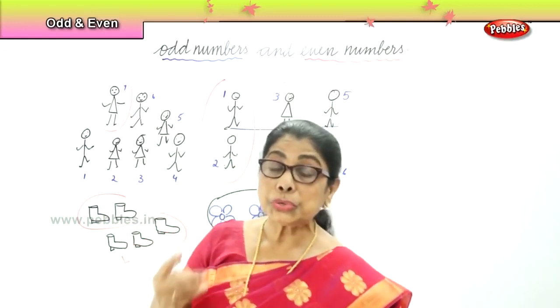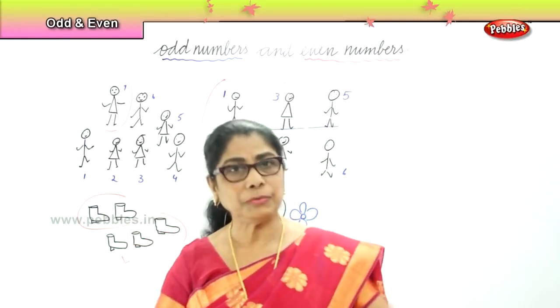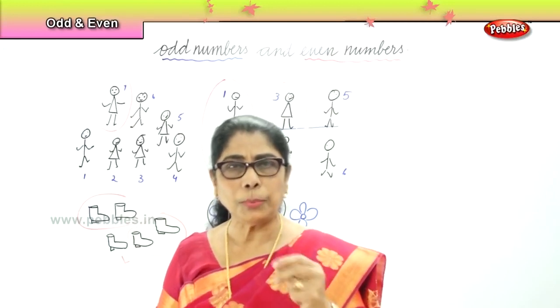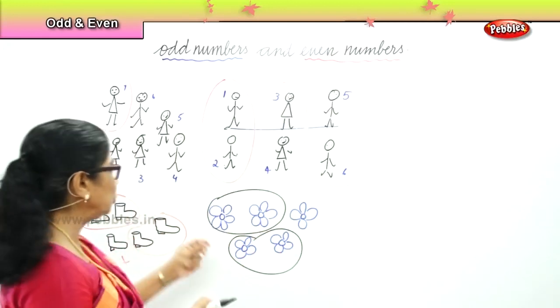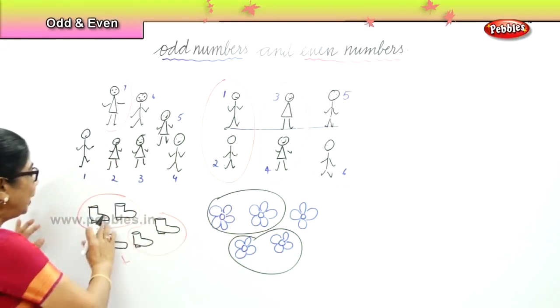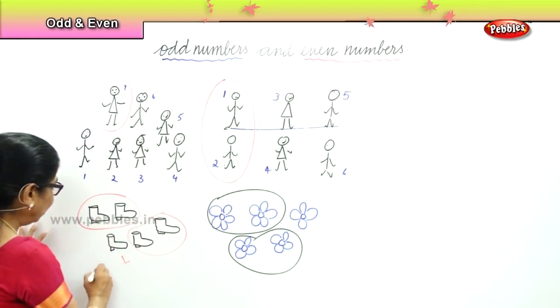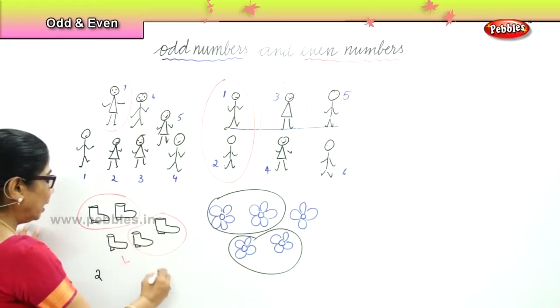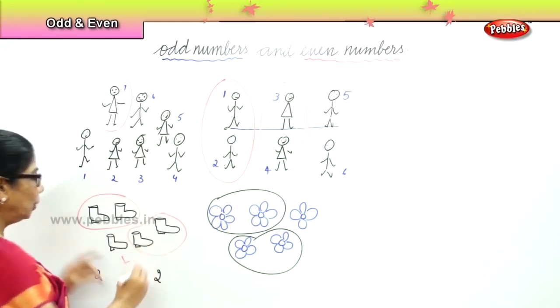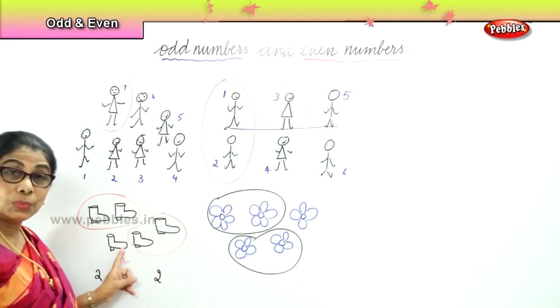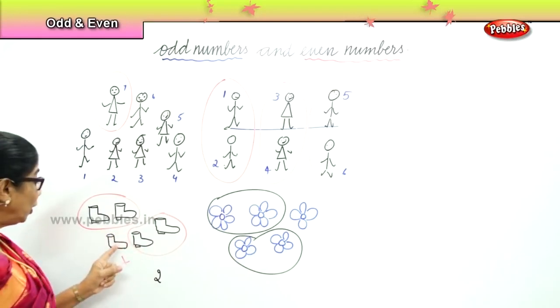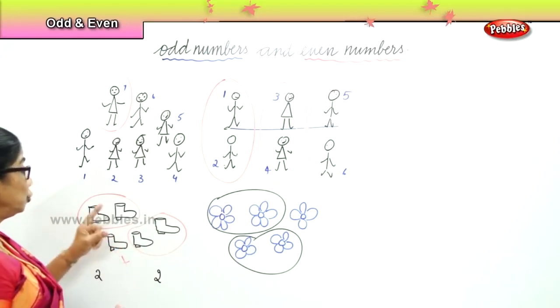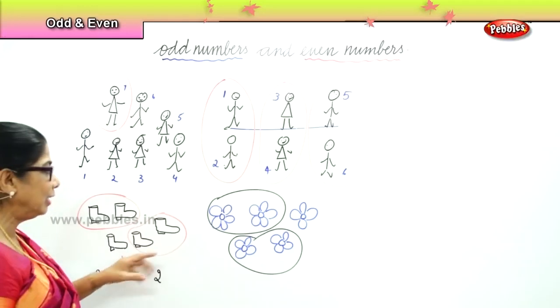Two. When you pair up two things, you have two books, two flowers, two. So we have here, we call this two. One pair, here another one, two. Another pair, and this one is out, odd. So we call these shoes odd shoes. We have to find the other one.